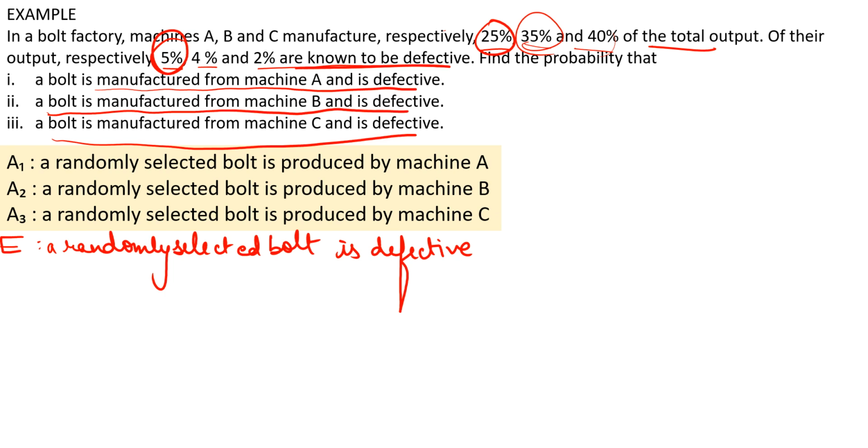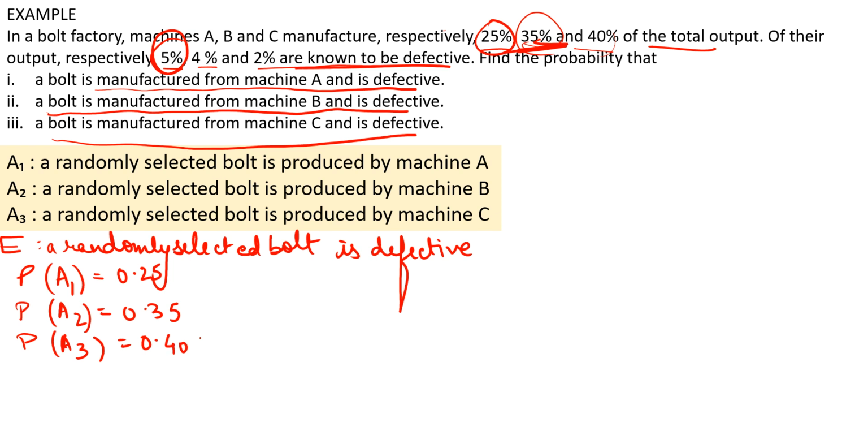Now our first question is, a bolt is manufactured from machine A and is defective. We need to find its probability. So for this, first of all we need to list down our probabilities. So what is the probability that a bolt is produced from machine A? This is simply equal to 0.25 because this is 25%. The probability that a randomly selected bolt is produced by machine B is 0.35, and the probability of event A3 is simply equal to 0.40.